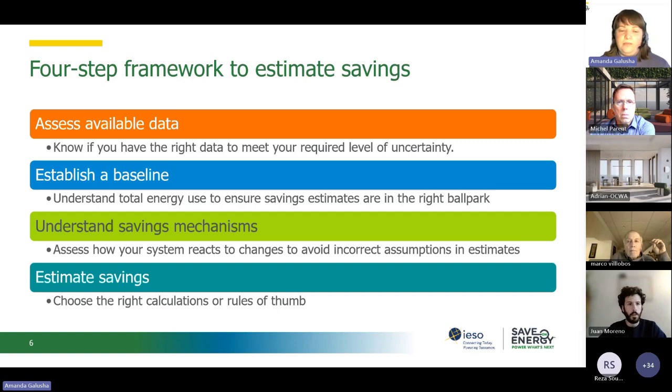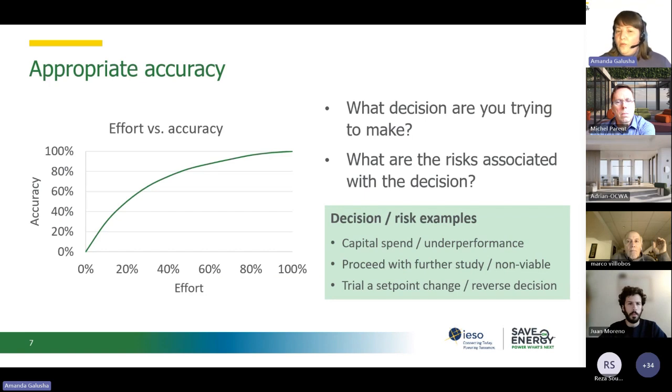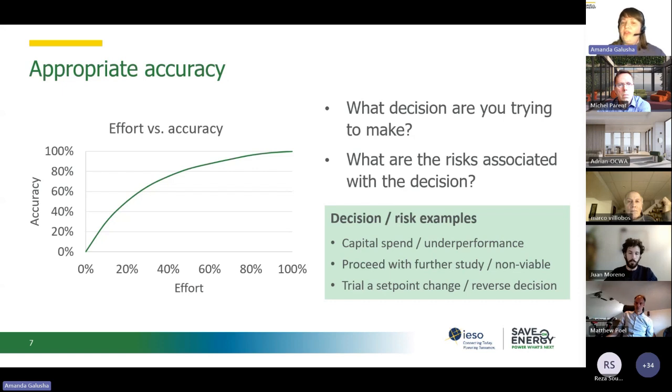the previous steps. So to talk a bit more on the first step of assessing available data, part of that assessment might include a measure of the effort you need to put into your data versus the accuracy you require. So to know what level of accuracy you require, think about what decision you're trying to make and the risk of getting it wrong associated with that decision. So an example might be a decision to make a big CapEx purchase. At a high level, the associated risk might be underperformance of that purchase.